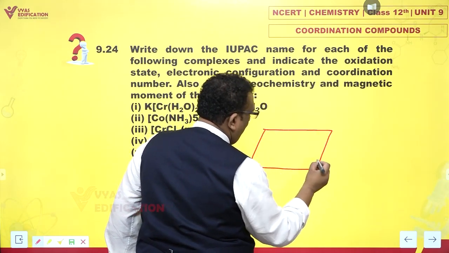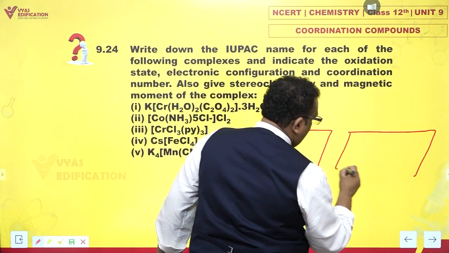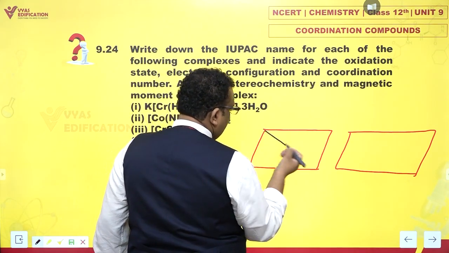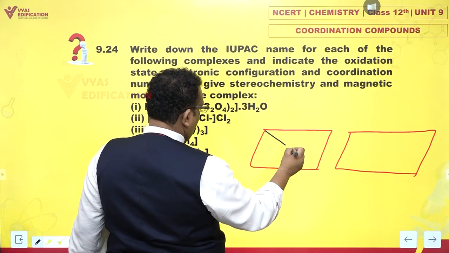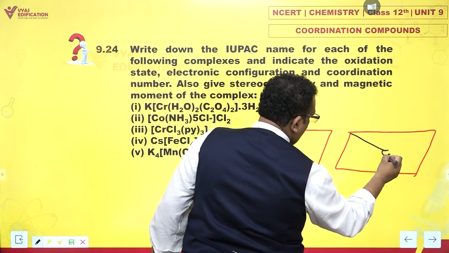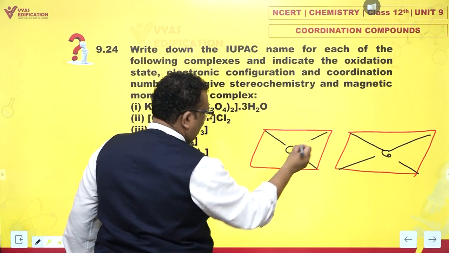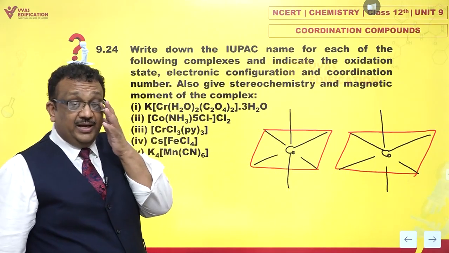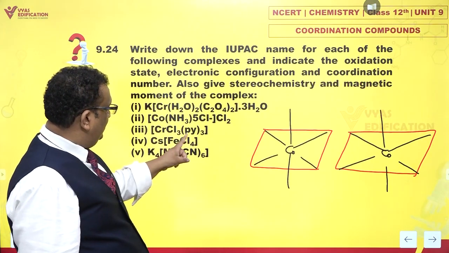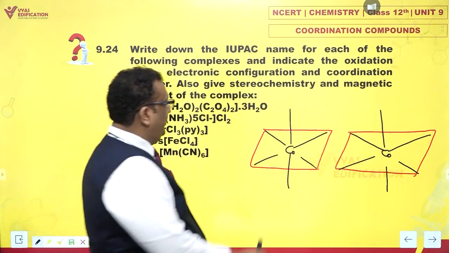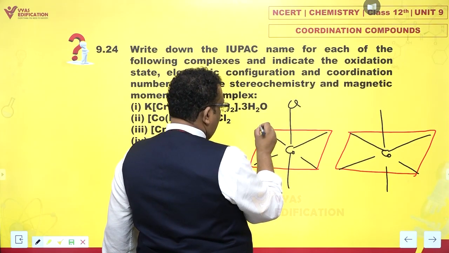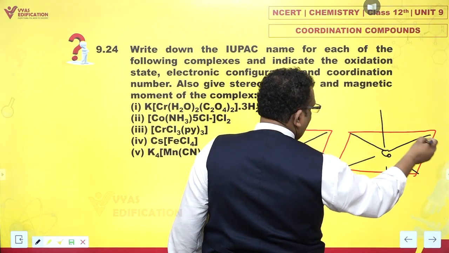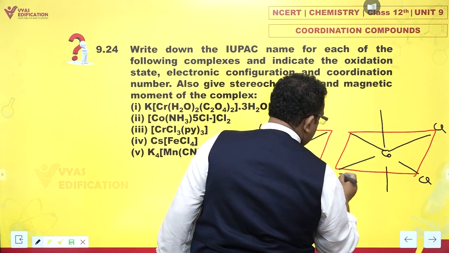If you have a geometry which is based on an octahedron, there's something significant. If you have cobalt here, and there are 6 ligands attached, 3 of them are Cl, 3 of them are pyridine. Just look at this, and if you have Cl, Cl, Cl.